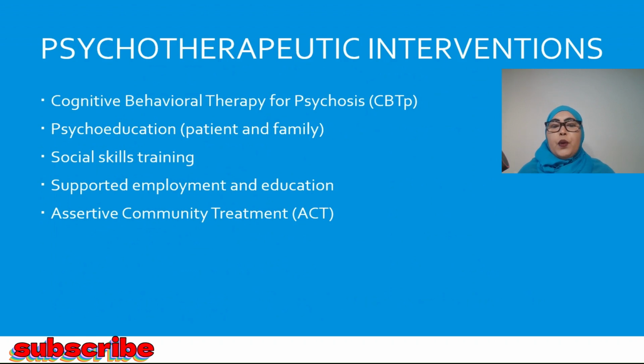Psychotherapy interventions include cognitive behavior therapy for psychosis, psychoeducation for the patient and the family, and social skills training. You want to provide that to the patient with the medication. You will provide cognitive behavior therapy for psychosis, psychoeducation for both the family and the patient, and social skills training. You will support employment and education. You will use assertive community treatment.